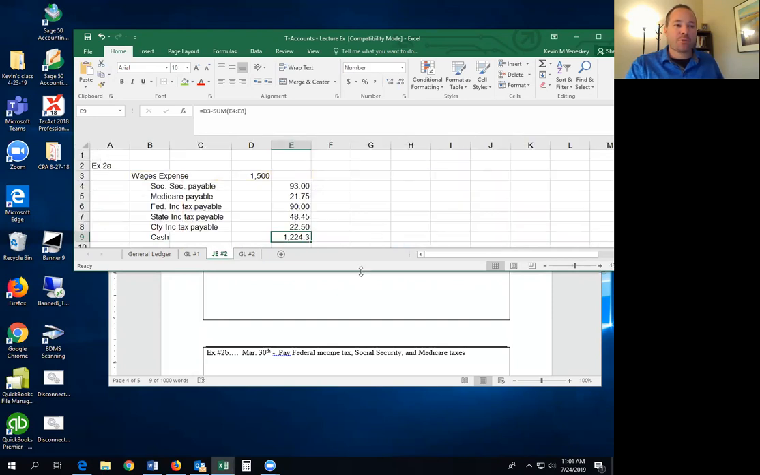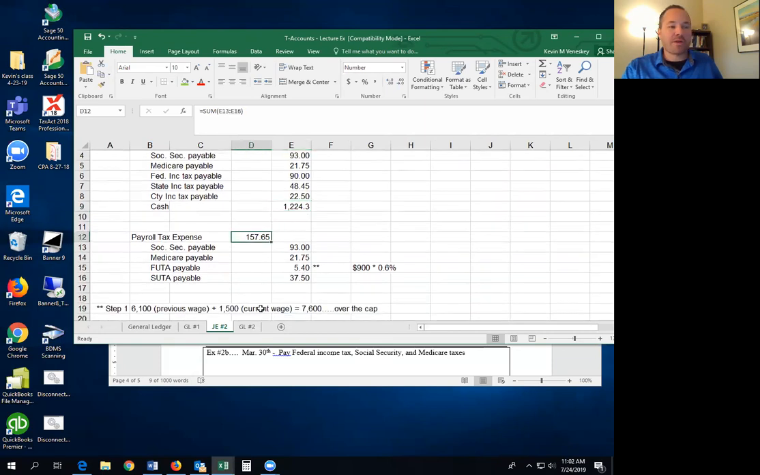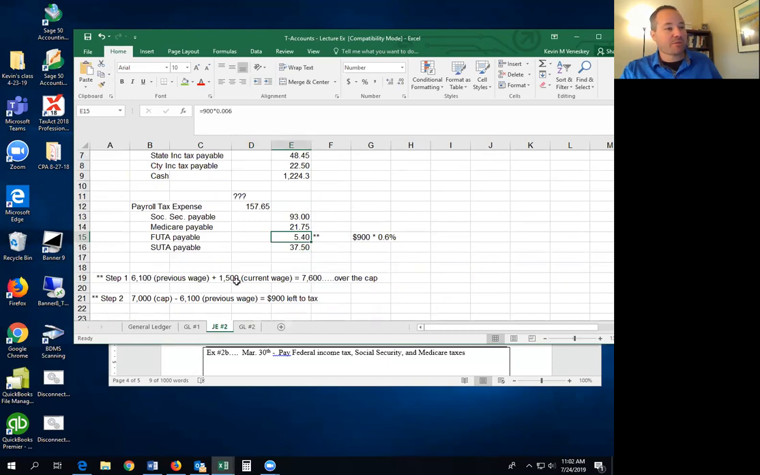Now for part two, the second journal entry. Remember, there's always two journal entries per pay period. The first one here would have been unknown. Initially, we would have had question marks here. We didn't know how much we owe until we do these four items. Social Security and Medicare remain the same. FUTA, well, this one we did go over the cap. So remember the two steps. Previous earnings plus our current wages. That takes us to $7,600.